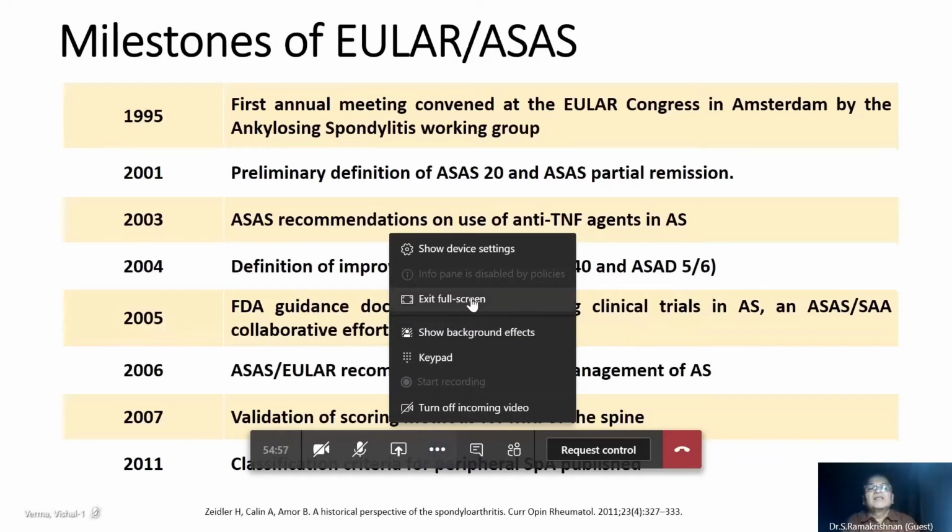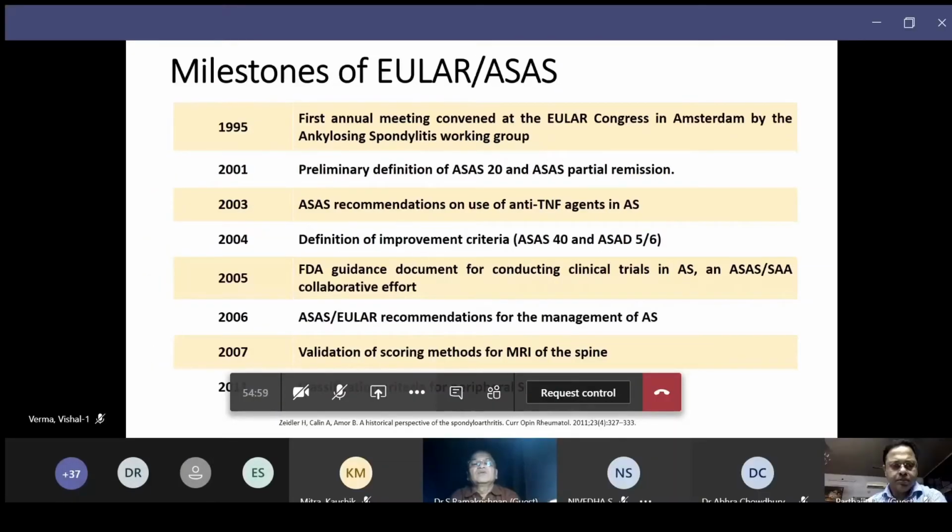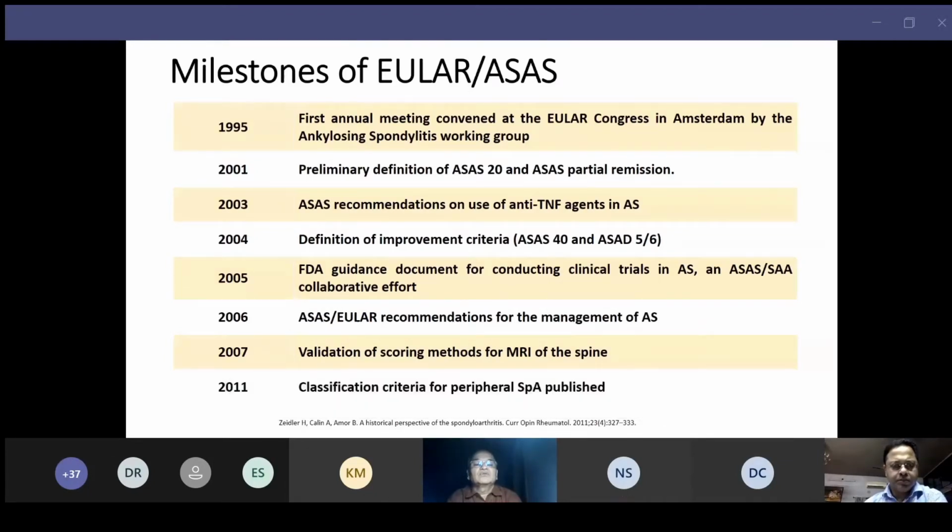So you have so many things in 1995, 2001, 2003, 2004, 2005, 2006, 2011. All this, you pundits know better than I, so we'll just skip this slide.